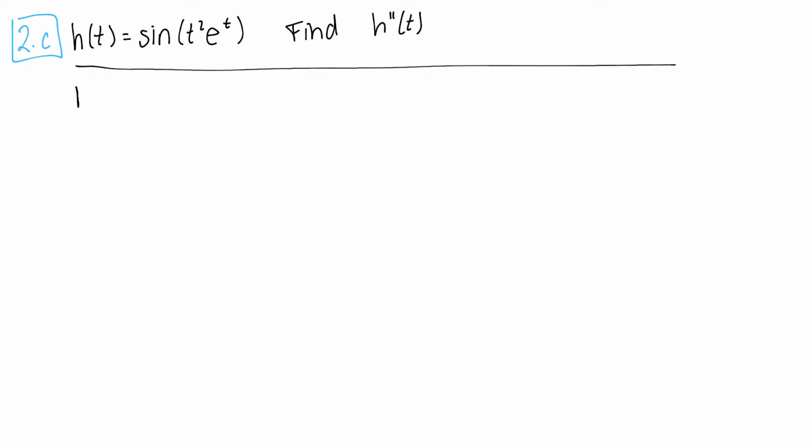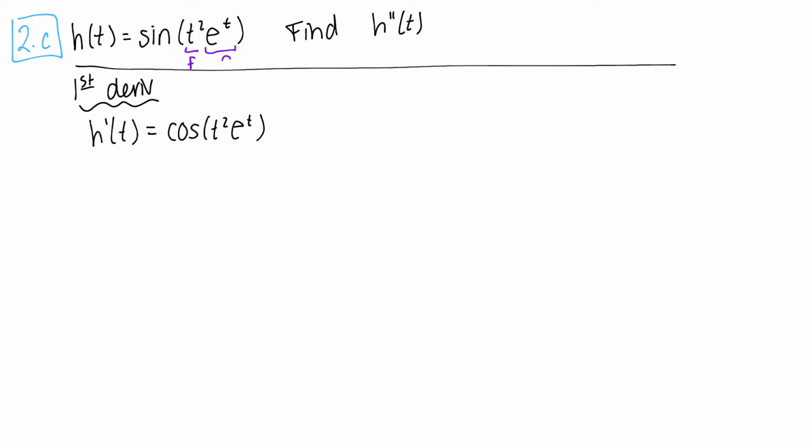So we'll look at 2c. We have h of t is equal to sine of t squared e to the t, and we are asked to find h double prime. So we'll find the first derivative here. The derivative of the outside will be cosine, and then leave the inside alone, t squared e to the t.